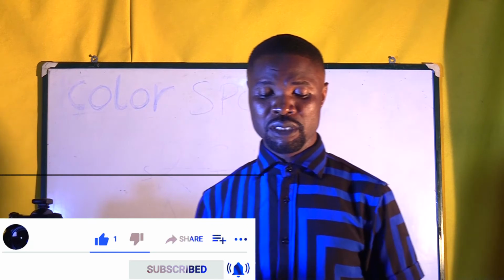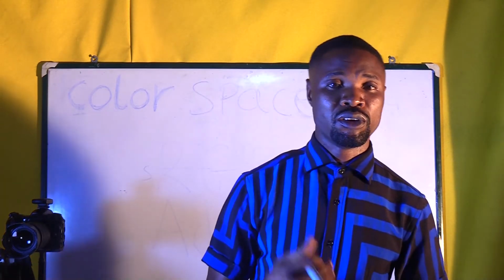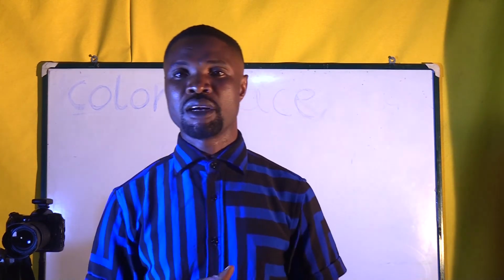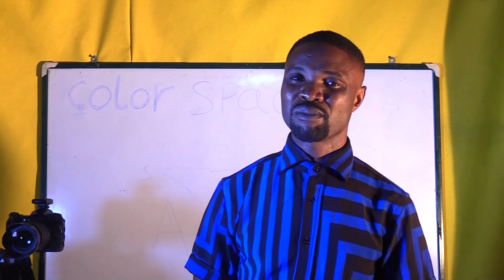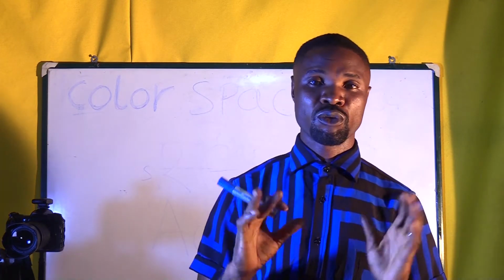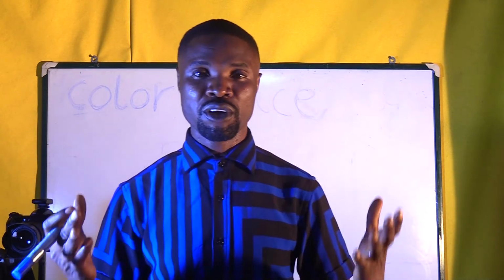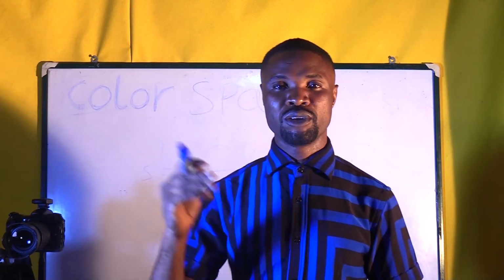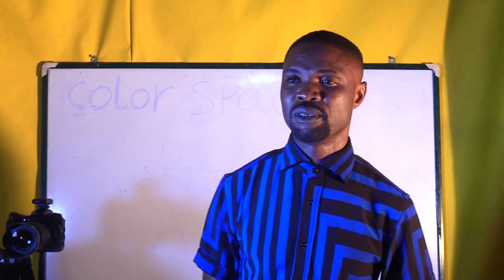Color space simply means the range of color that is available to your camera. Sometimes your Nikon camera, your Canon camera, the range of color, the amount of color that is available to your camera, that is what we mean by color space. And for these colors, we have two different options. We have the sRGB, small s RGB, and we have the Adobe RGB.